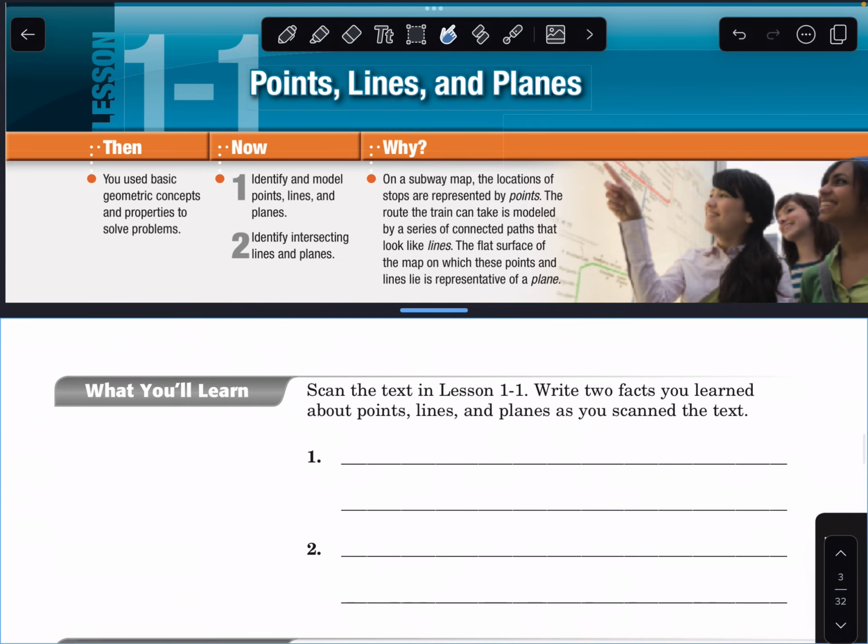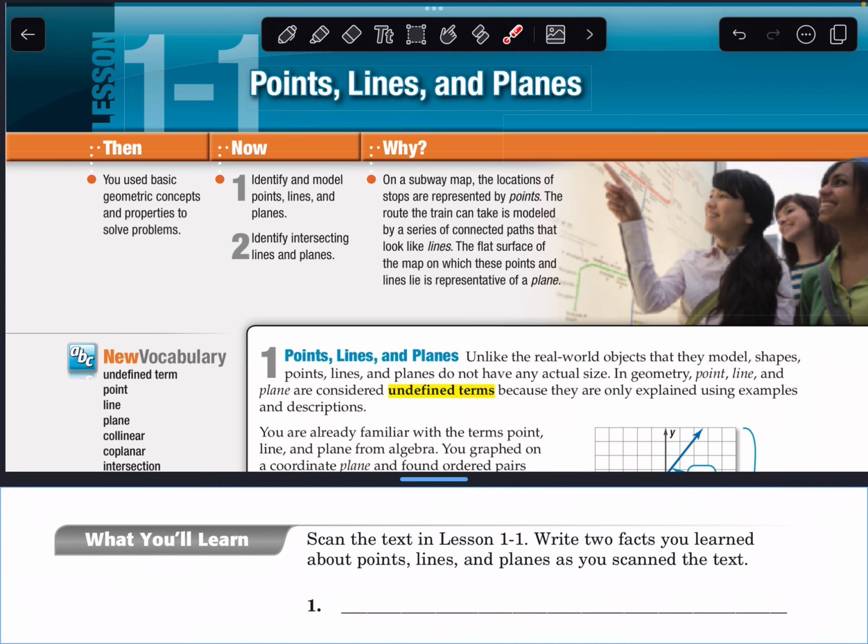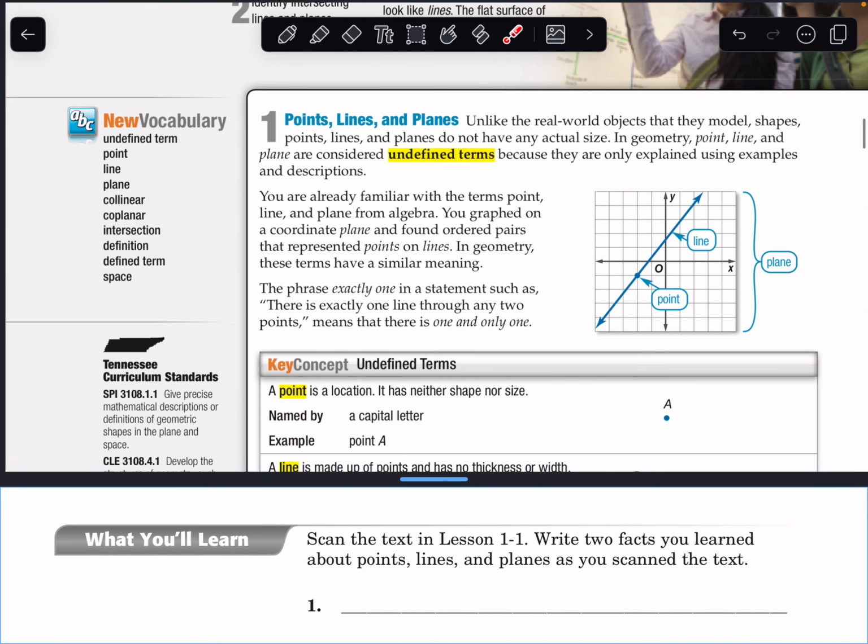First thing we will do is look at what we will learn from this section. We are asked to scan the text in lesson 1.1 and write 2 facts that we learned about points, lines, and planes as you scanned. So let's take a look at the text here at the top. We'll start with an introduction of what are points, lines, and planes.